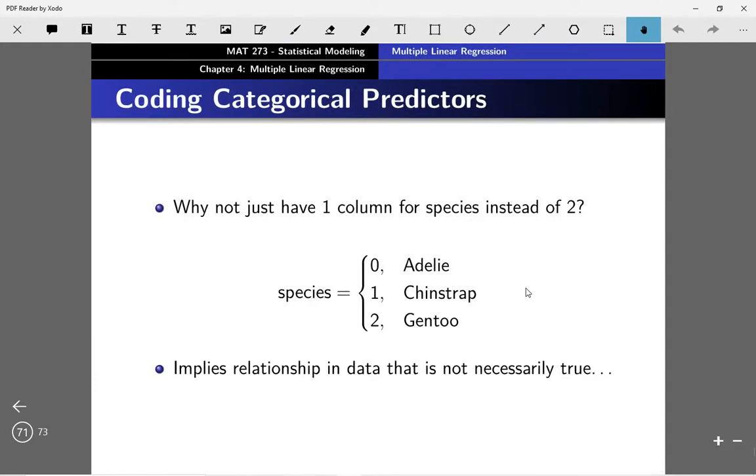So a reasonable question you might ask is, why can't we just do species is equal to 0, 1, 2, where 0 is for Adelie, 1 is chinstrap, 2 is Gentoo, or maybe like 1, 2, 3. Why can't we do that? Well, you could, and you could fit a regression model in that way. But in doing so, you're assuming this relationship about the data that's not necessarily true, and actually in reality is likely not true for these penguins or many other data sets in general.